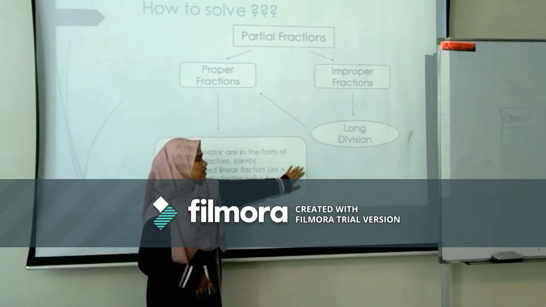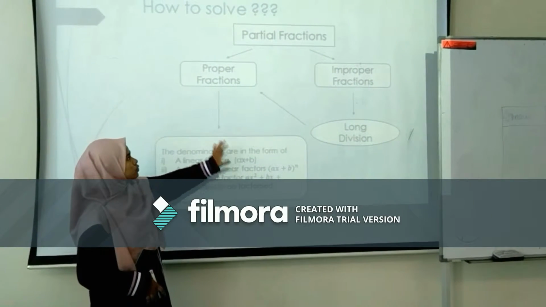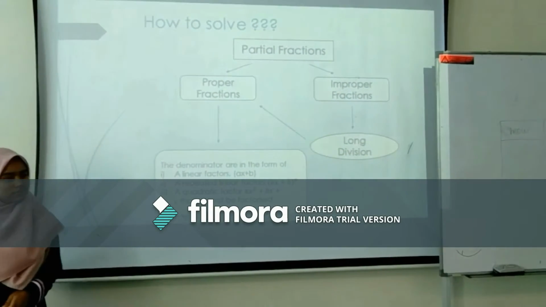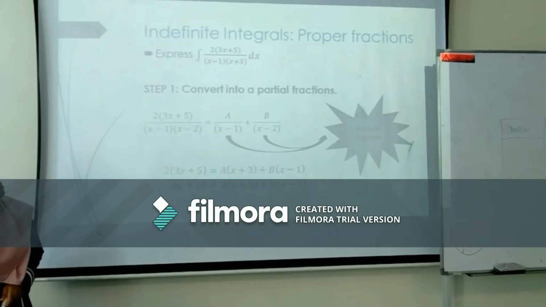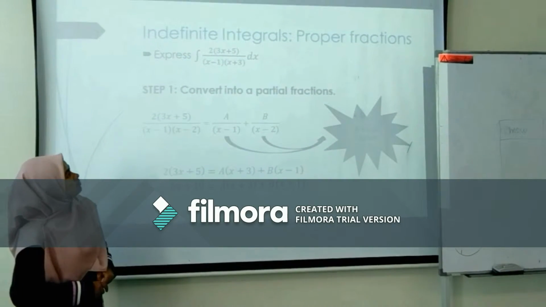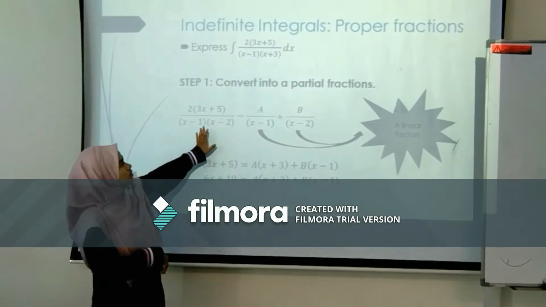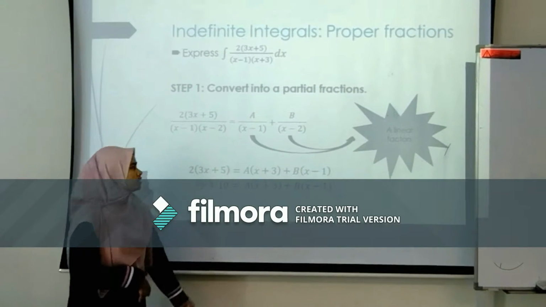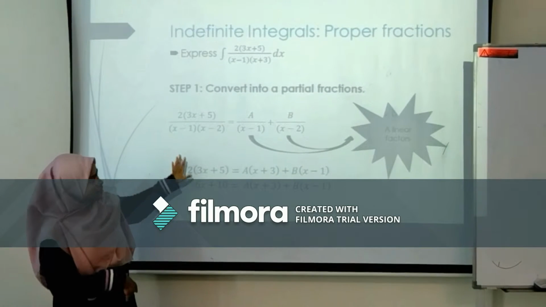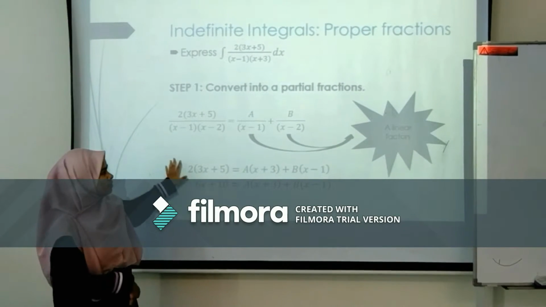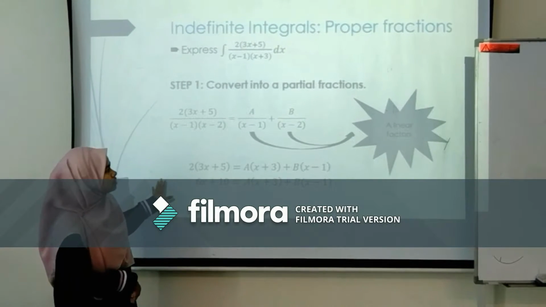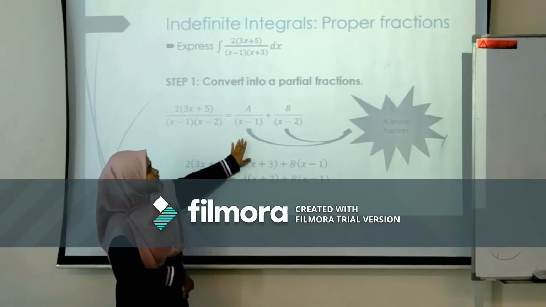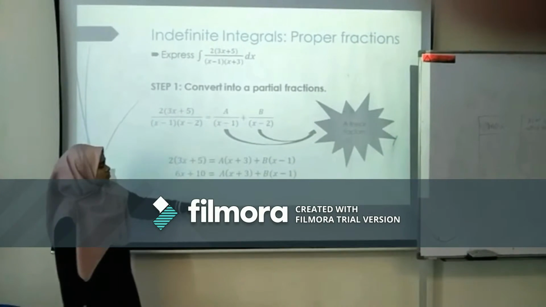After that, until you get the form under indefinite integral. First, this proper fraction you need to convert into partial fractions. This one, the denominator has 2 linear factors. Linear means power of 1. So you need to separate into partial fractions. You will get like this.